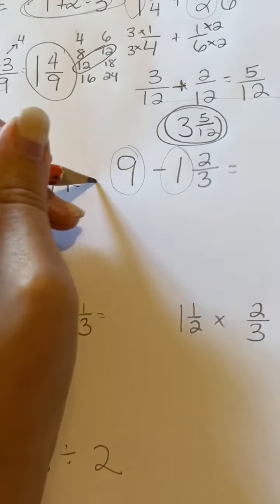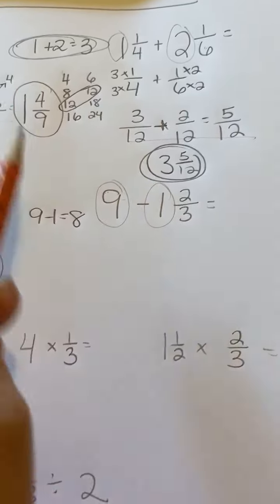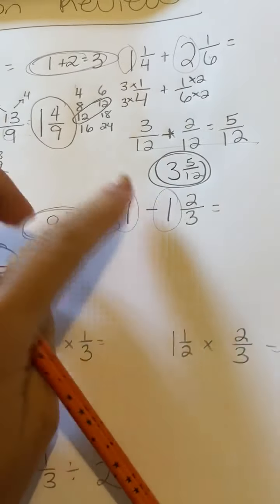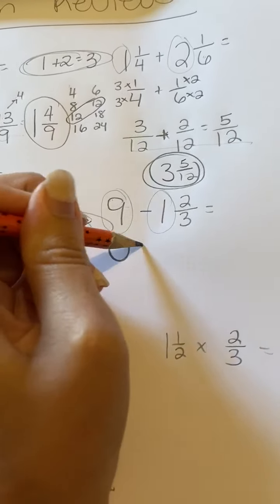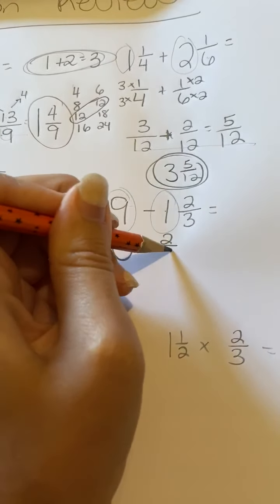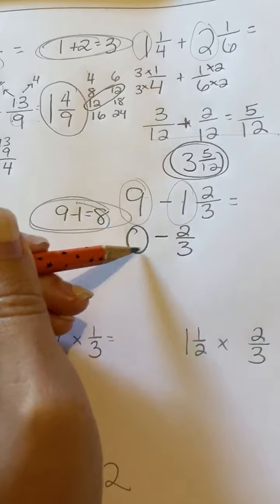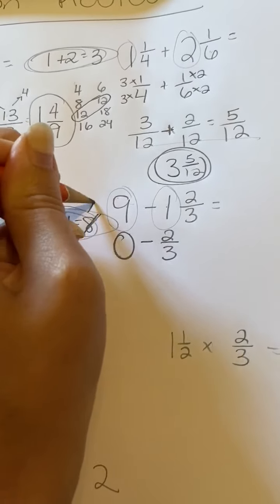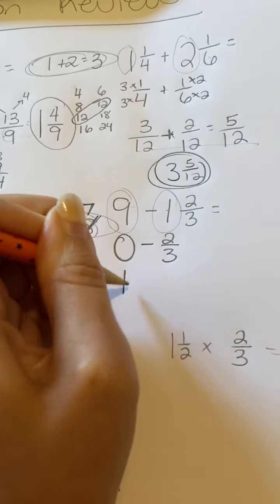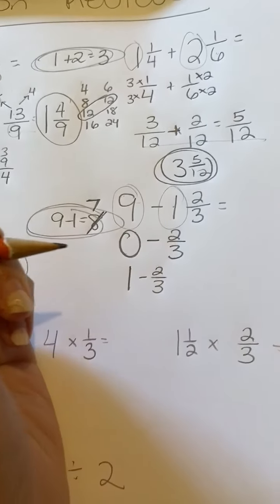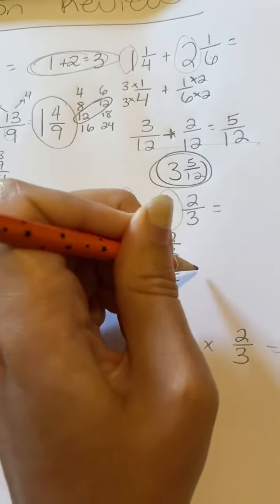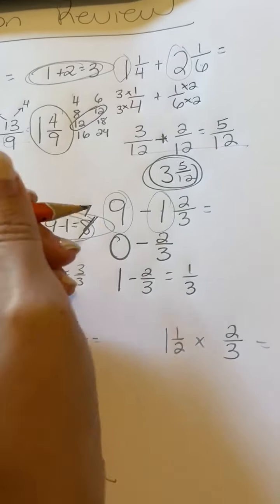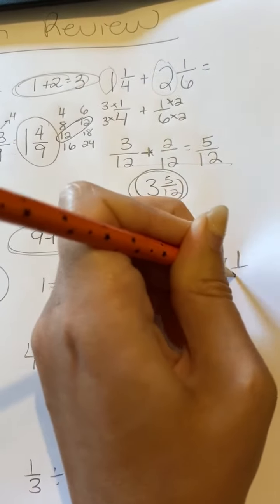9 minus 1 is 8, so I take it to the side just like I did over here. So when I take away my 9, I have 0 left. When I take away my 1, I have 2/3. If I have 0 cookies, I can't give you anything. So I gotta regroup. I take from my whole, and this is now 1. 1 whole minus 2/3 is 1/3, because 1 whole is 3/3. So the answer is 7 1/3.